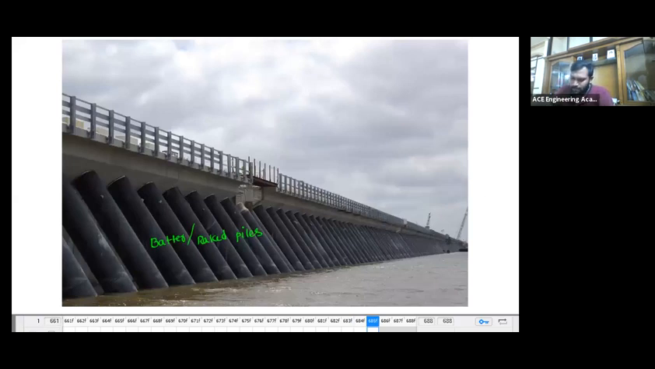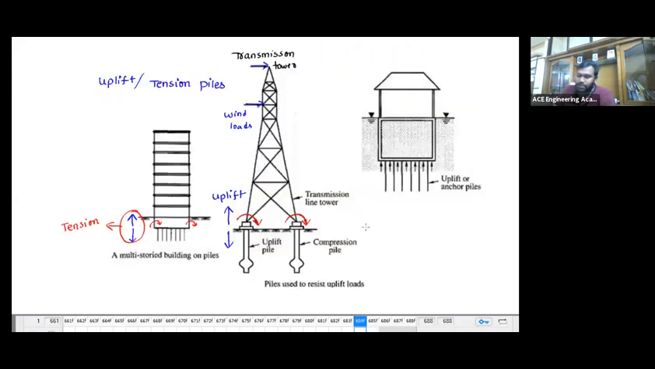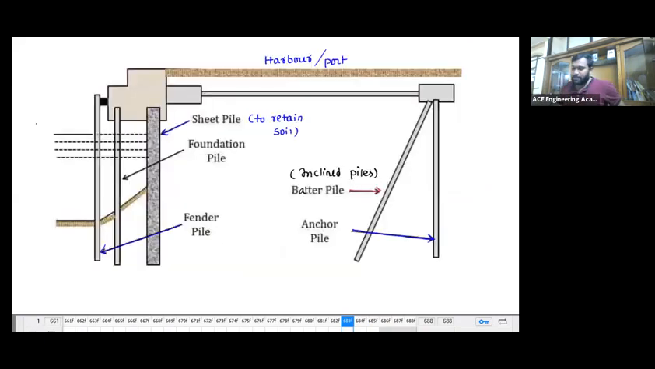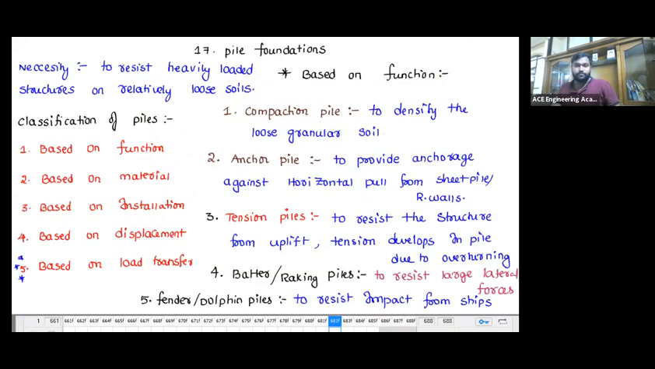All are piles only, but based on the function, you have to define them. So now I hope you understood. What are the various types of piles based on the function? You just need to know these. You can get them as MSQ, multiple select questions. MSQ would be there.